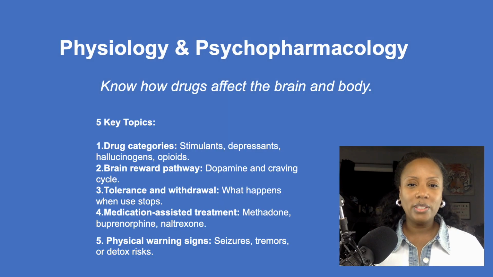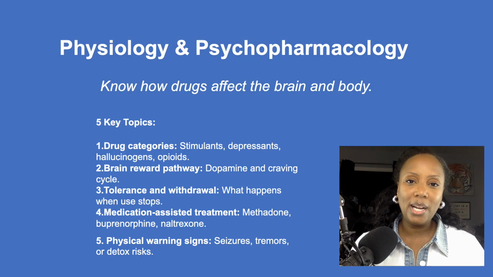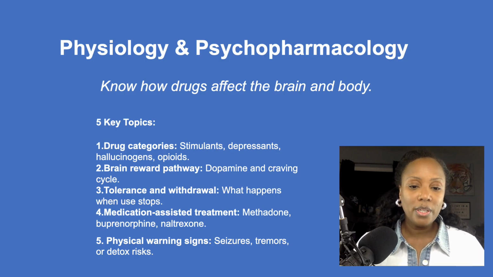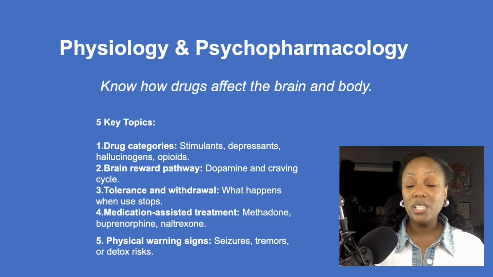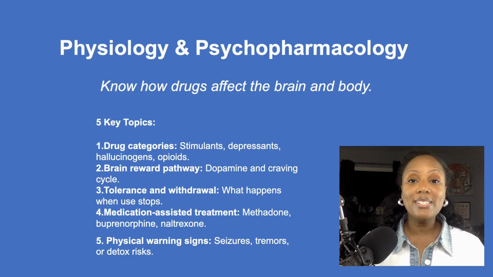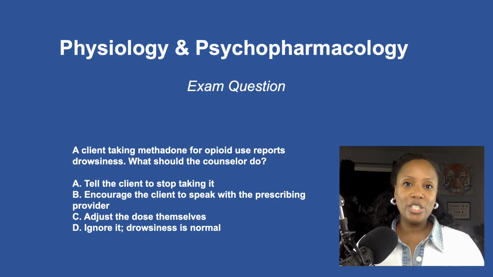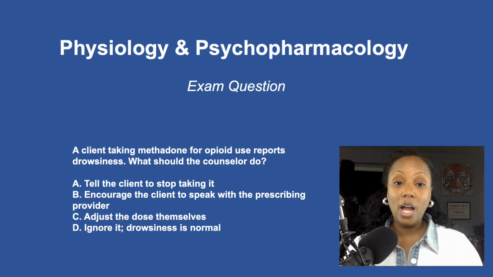Key topics that fall under the physiology and psychopharmacology concept include drug categories and drug schedules, the brain reward pathway, tolerance and withdrawal, medication-assisted treatment, physical warning signs, and how drugs impact our nervous system. Let's take a look at an exam question that you might see that falls under the physiology and psychopharmacology concept.